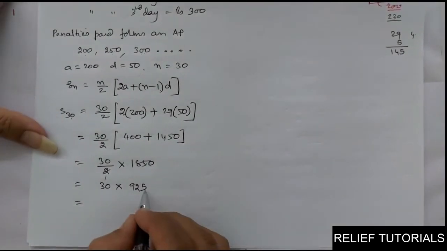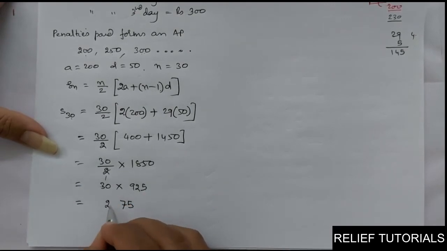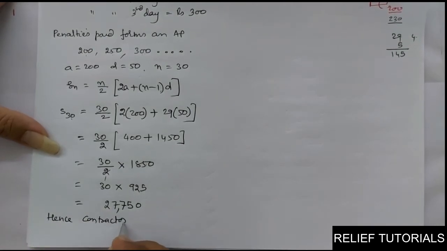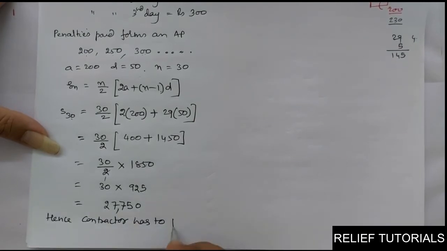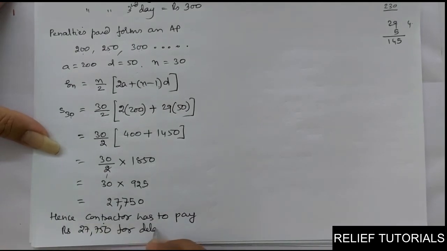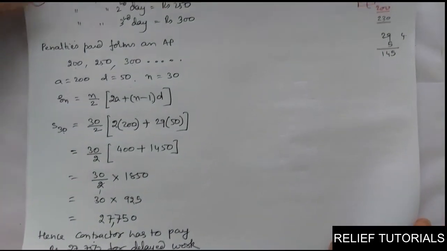So 925 into 3, 5 3s are 15, carry 1, 3 2s are 6, 7, 9 3s are 27, and here 0. So amount paid is 27,750. So therefore we can say hence contractor has to pay ₹27,750 for delayed work. This much amount he has to pay as the penalty.